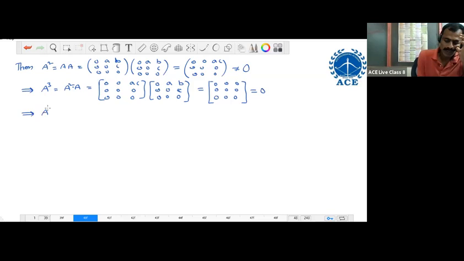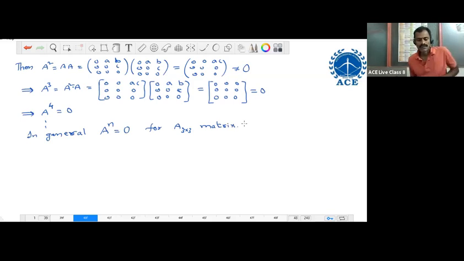which implies A power 4 equal to 0 matrix and so on. In general, A power n equal to 0 matrix for a 3 by 3 matrix. That is, for second order, A power 2 onwards all are 0 matrix. For third order matrix, A power 3 onwards 0 matrix only. In general, for nth order A power n is 0 matrix only.